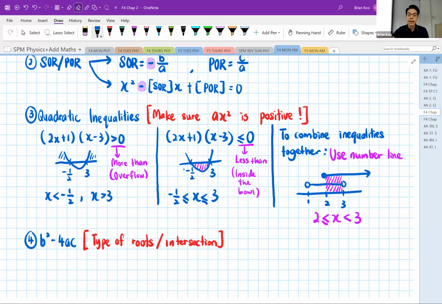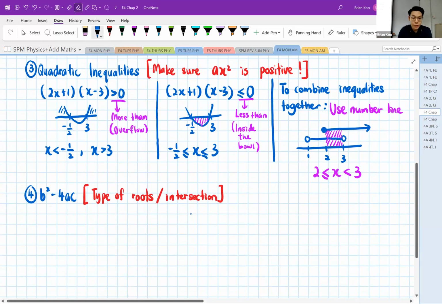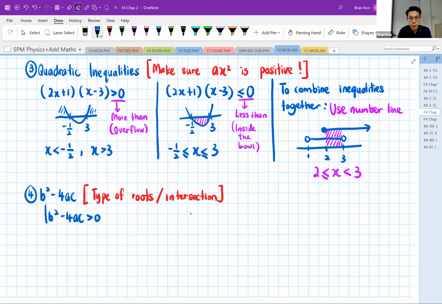Okay, this one also the same like above. I will split it up into 3 columns. So firstly I will do b squared minus 4ac greater than 0.